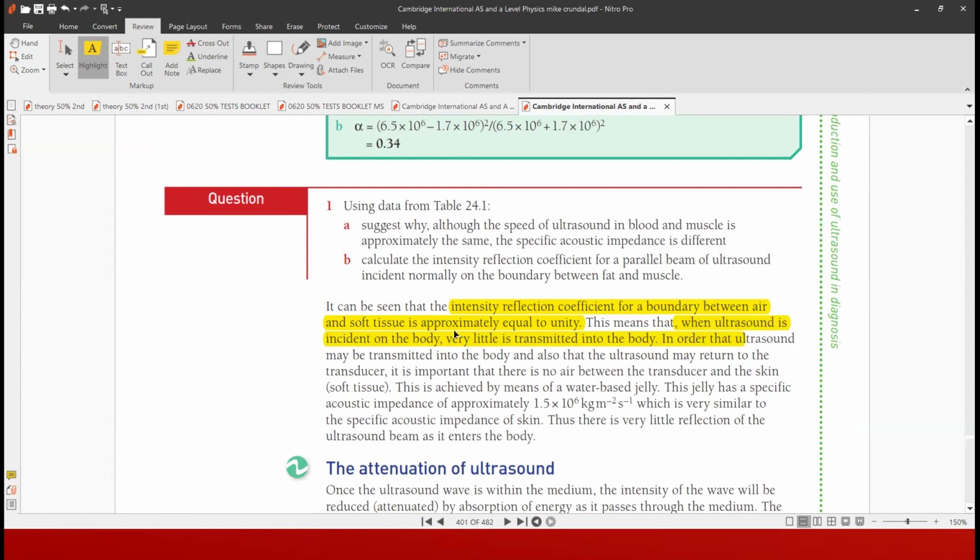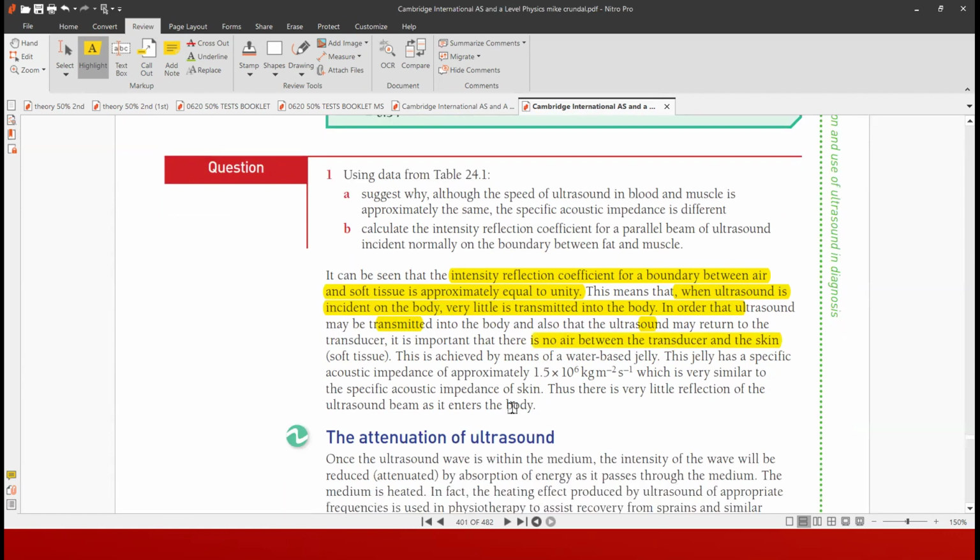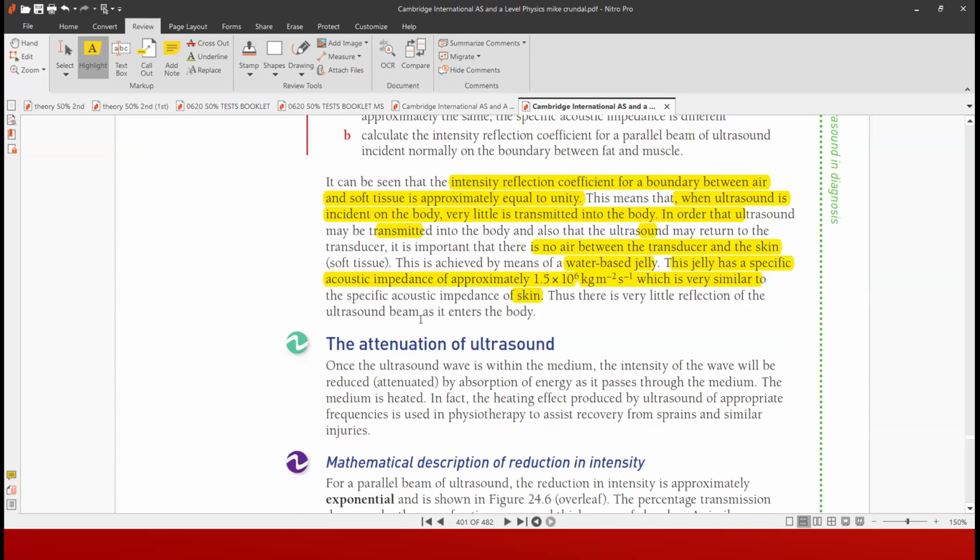In order that the ultrasound may be transmitted into the body and also that ultrasound may return to the transducer, it is important that there is no air between the transducer and the skin, and to achieve that water-based jelly is used. The jelly has a specific acoustic impedance of 1.6, which is very similar to the acoustic impedance of skin, which is 1.6. So very little will be reflected and most of it will be transmitted to the body.